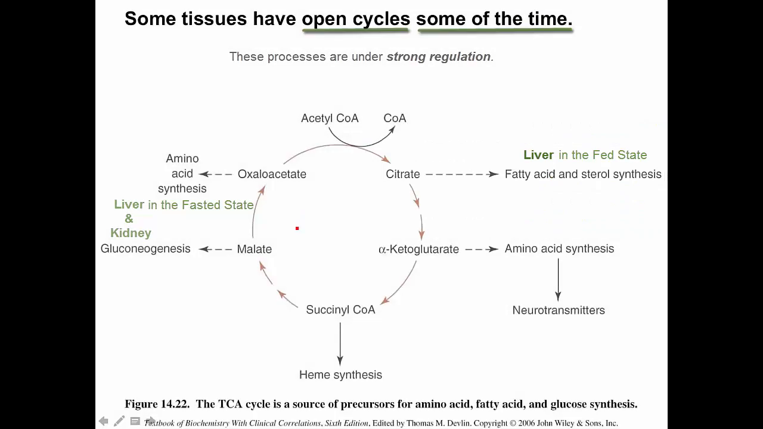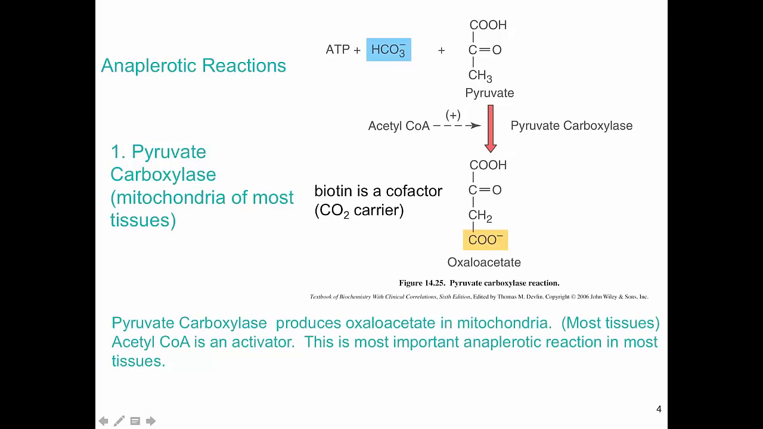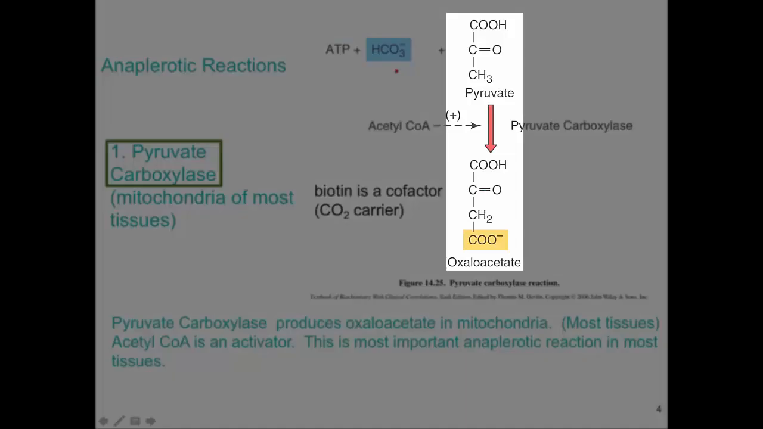There are a number of reactions that are anaplerotic that can make citric acid cycle intermediates, and we're now going to talk about those. The first and most important is pyruvate carboxylase. This occurs in all tissues, so every tissue has some need for anaplerosis, and pyruvate carboxylase is the enzyme that does it. It turns pyruvate into oxaloacetate.